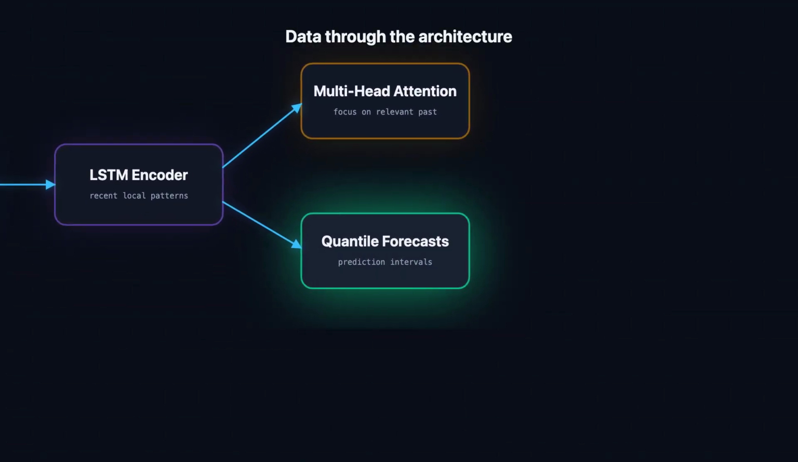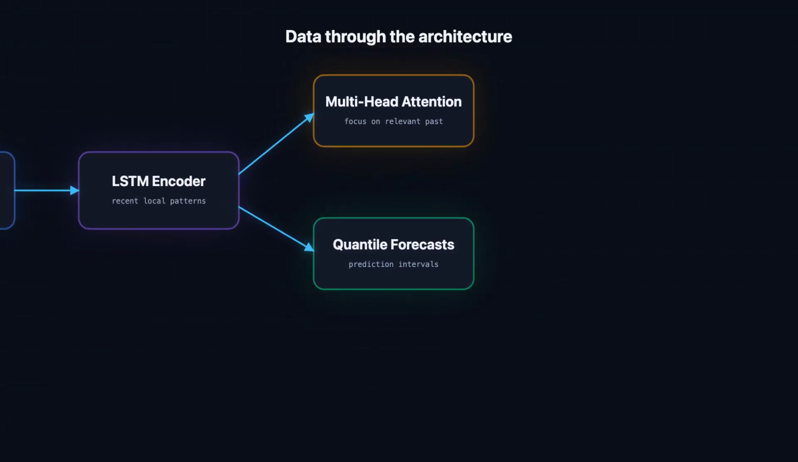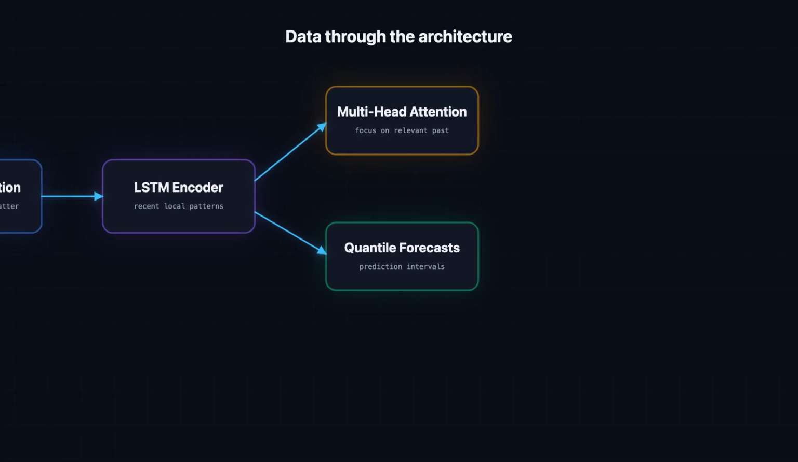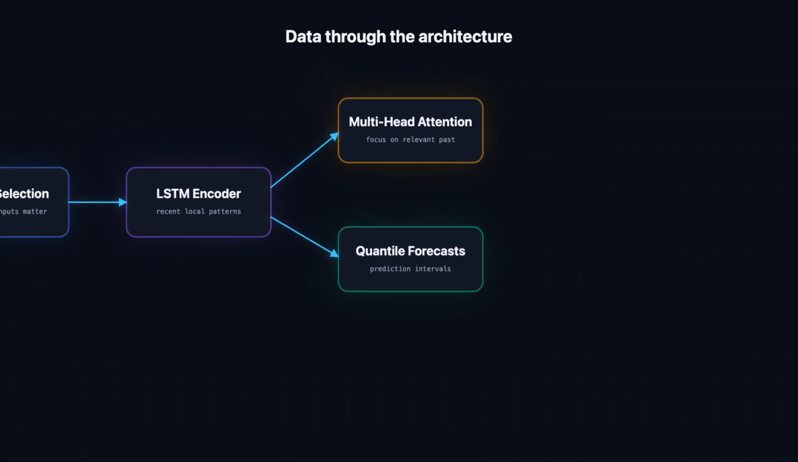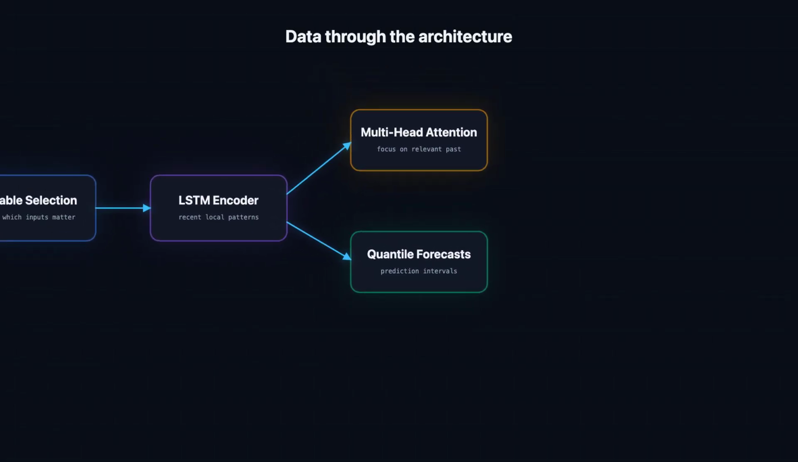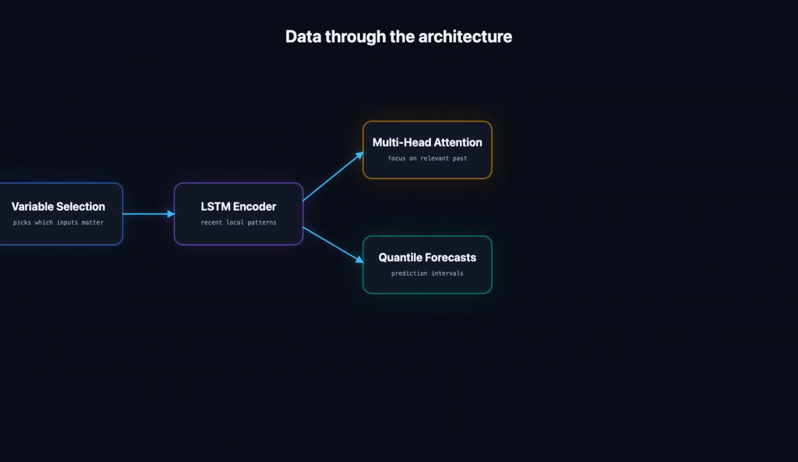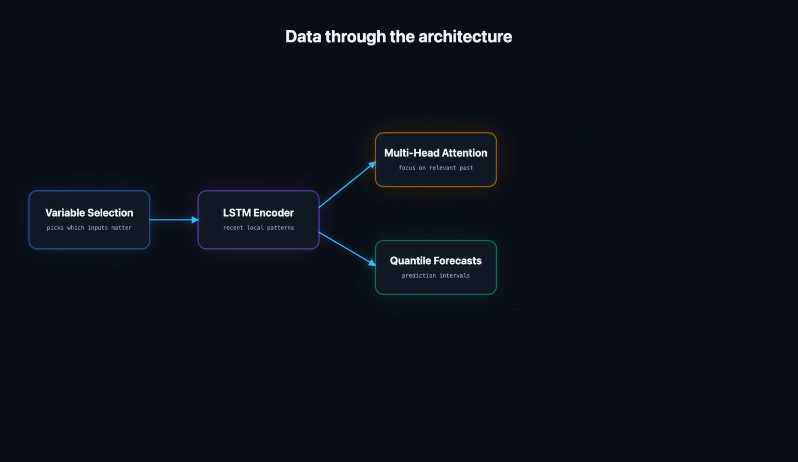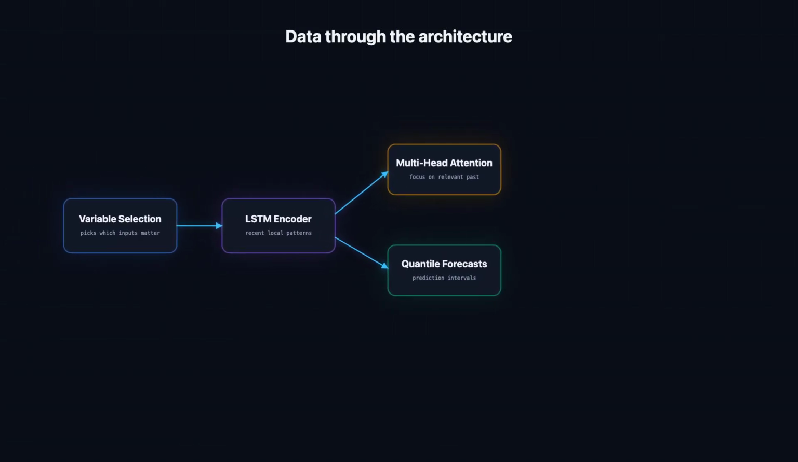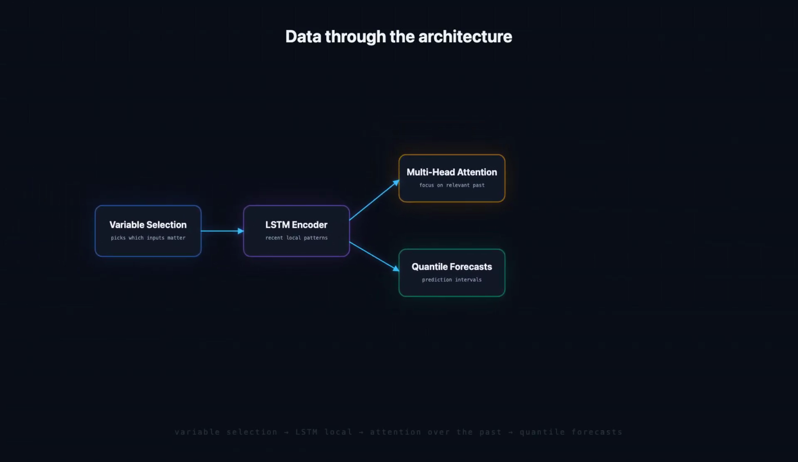Finally, it outputs quantile forecasts. Rather than one number, it predicts several percentiles, say the 10th, the 50th, and the 90th. That gives you a prediction interval, an honest range, instead of a single point pretending to be certain.